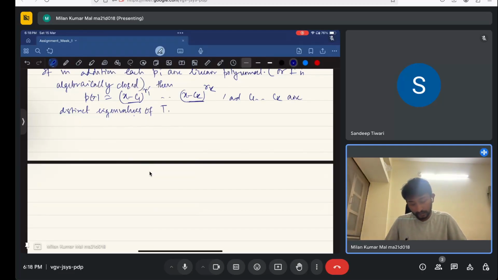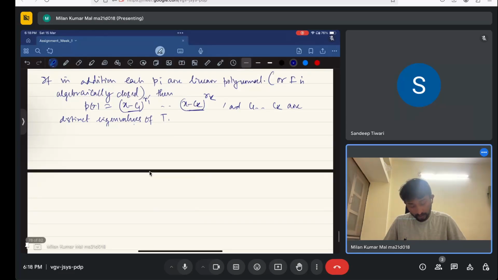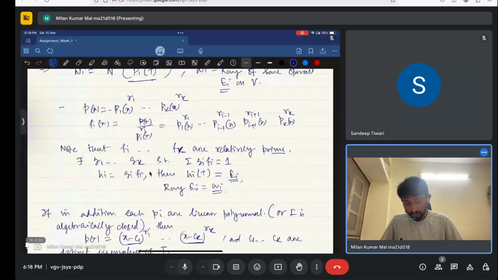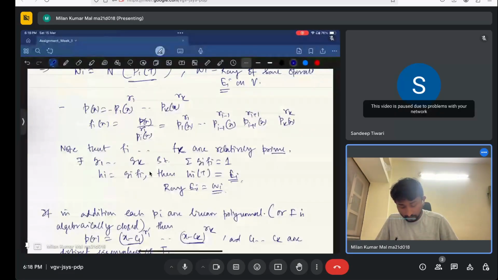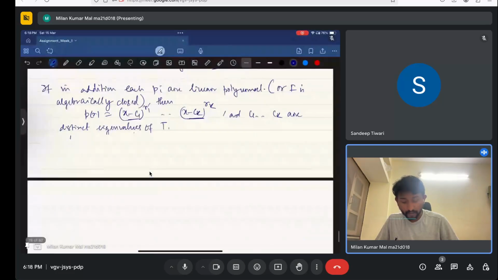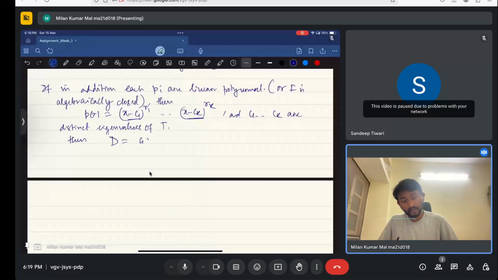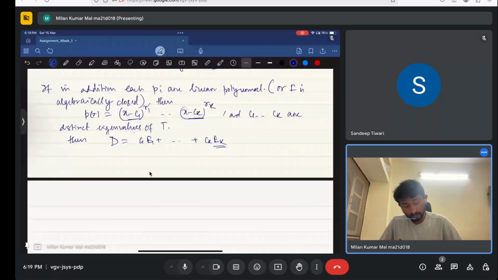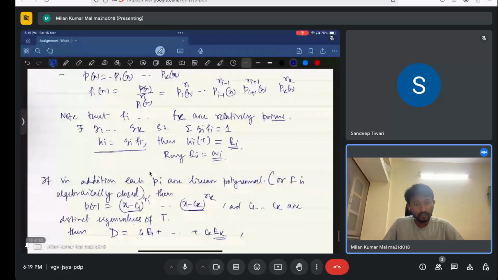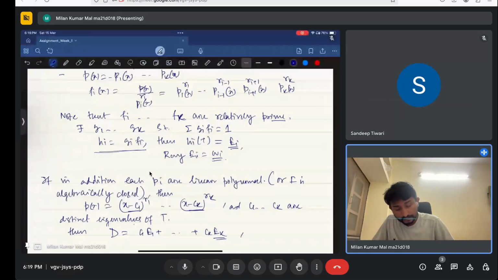We have seen what Ei is: Ei equals gi fi. Now if we consider D as the operator C1 E1 plus all the way to CK EK, we know that Ei is something whose range is Wi, which is the null space of (T minus Ci I) to the power ri.